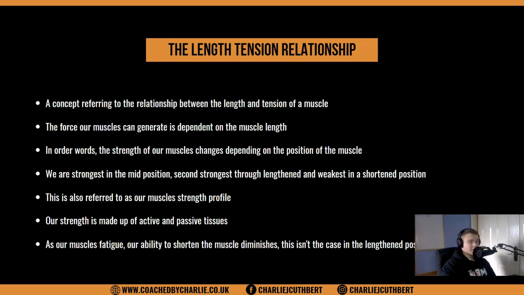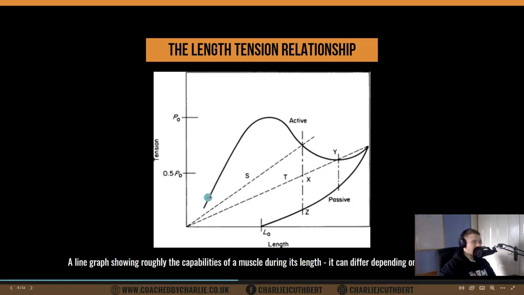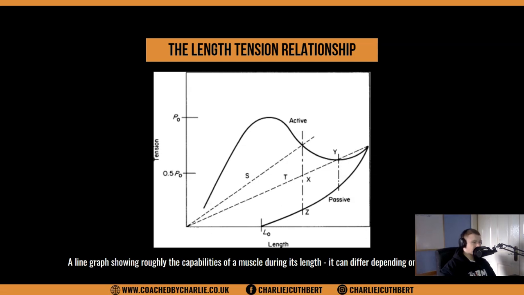So as our muscles fatigue, our ability to shorten a muscle diminishes. So our ability to basically fully bend our arm and squeeze our bicep, we will lose strength in this position. Whereas in the lengthened position, we won't lose as much strength as we fatigue, as we get tired. So as you can see in this graph, this gives you an example of a muscle's capabilities during its different lengths. So if you look at it here, you'll see there's two lines. There's active and then there's passive.